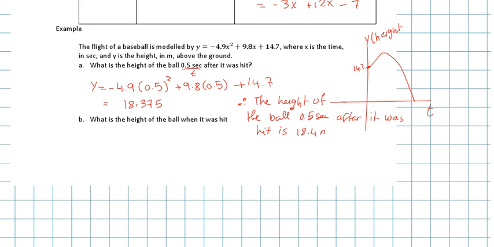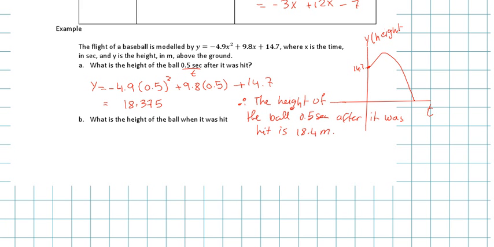Do you guys understand that? You have to analyze the question. You have to look at the equation. You have to know what the equation means. What's x, what's y, what is given and what I'm looking for. Now for B, what is the height of the ball when it was hit?